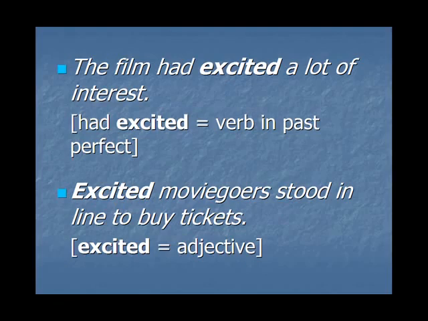Now consider these 2 examples. The film had excited a lot of interest. Excited here is part of the verb. Had excited is a verb in the past perfect. Second example. Excited moviegoers stood in line to buy tickets. The same past participle is now an adjective. It's modifying a noun. Excited describes moviegoers.